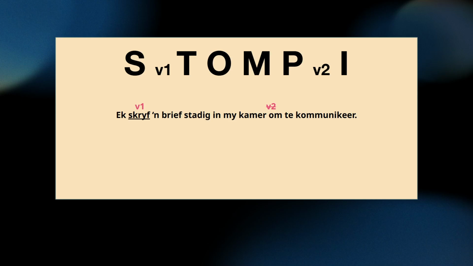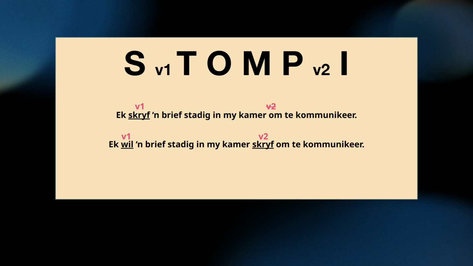So let's take a look at how verb 1 and verb 2 interact and when this would be the case. So in my example sentence, ek skryf 'n brief stadig in my kamer om te kommunikeer. I write a letter slowly in my room to communicate. I only have one verb, skryf, write, and I don't have a verb 2. But should I now introduce a modal verb into my sentence, it's going to take priority to be written down in verb 1. Ek wil 'n brief stadig in my kamer skryf. So wil meaning I want to, and skryf meaning write. In English, we would just say, I want to write.